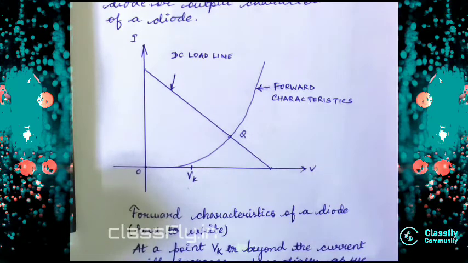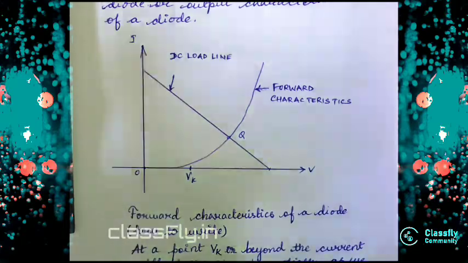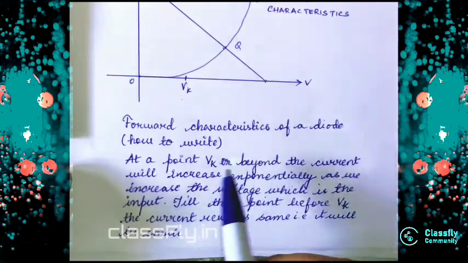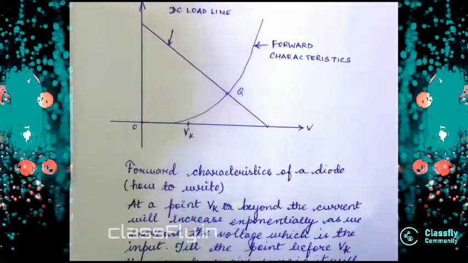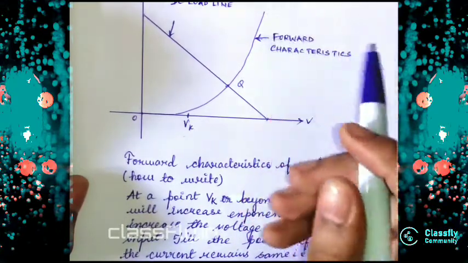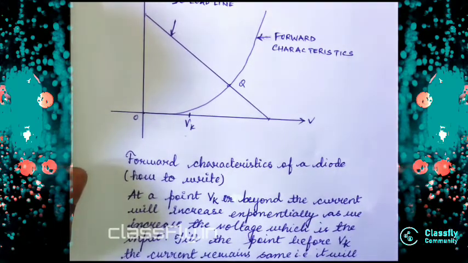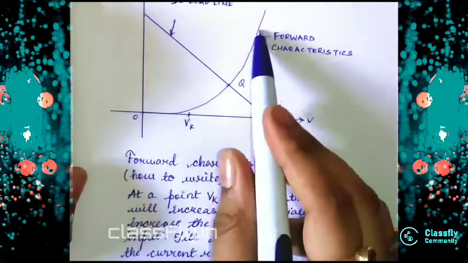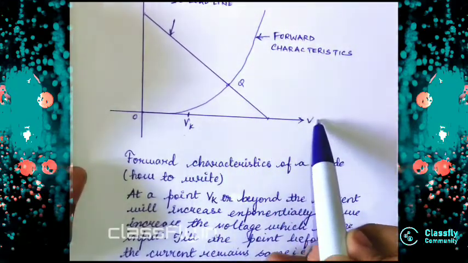Now see the forward characteristic of a diode. At a point Vk or beyond, the current will increase exponentially. This is the point Vk, and as we increase the voltage, which is the input, the current will also increase exponentially.